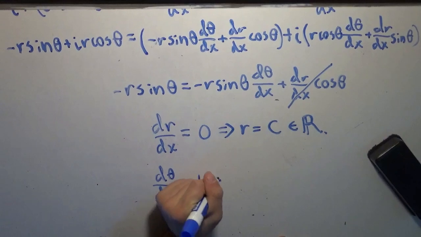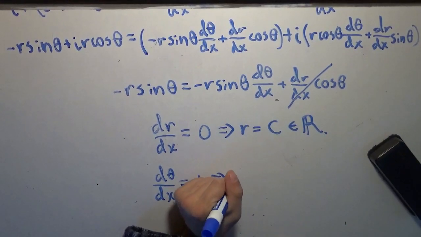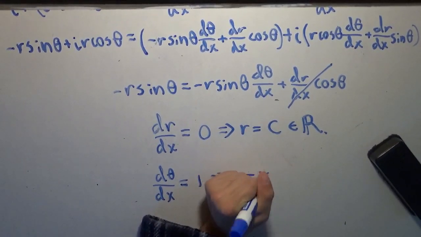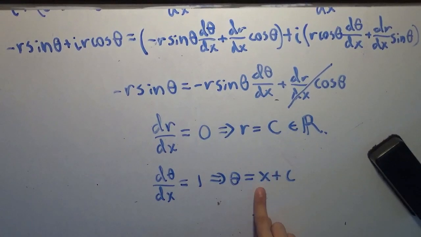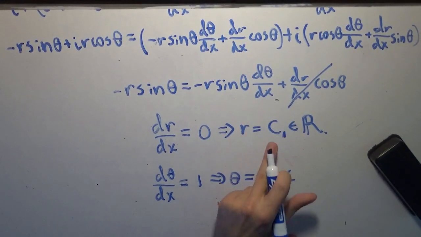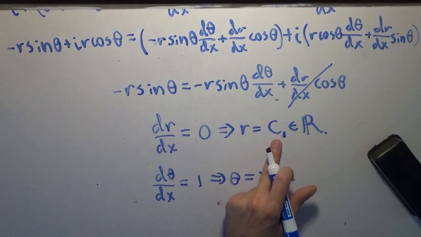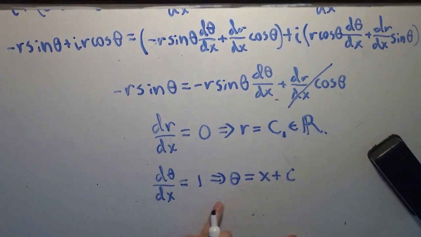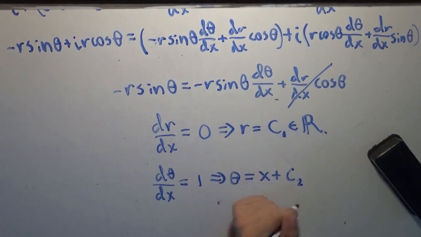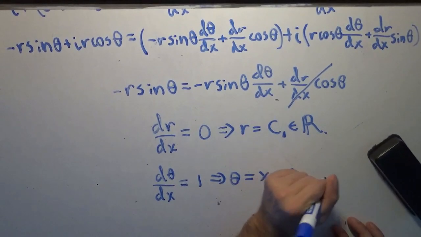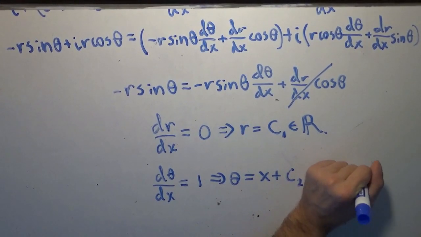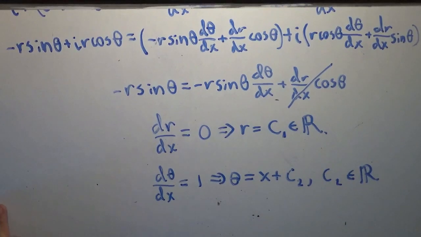And if we integrate, so we end up with theta as a function of x, we must see that theta is equal to x plus some constant, because the derivative of x plus a constant is 1. The derivative of a constant is 0, and the derivative of x is just 1. So for more clarity, I'll label the constant that r is equal to c1, and the constant that is being added to x when we evaluate what theta is, we'll call it c2. And c2 is also in R, as in the real numbers, right?